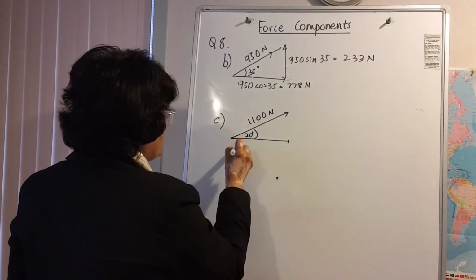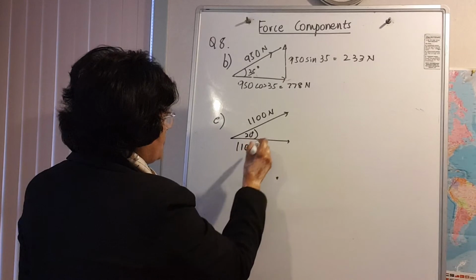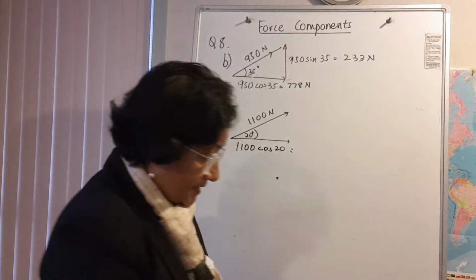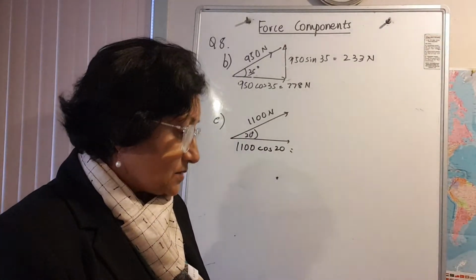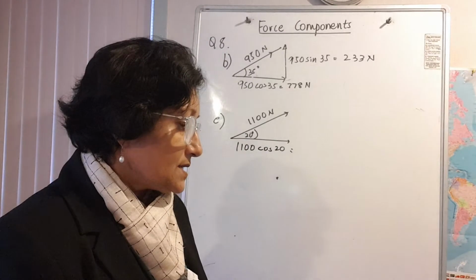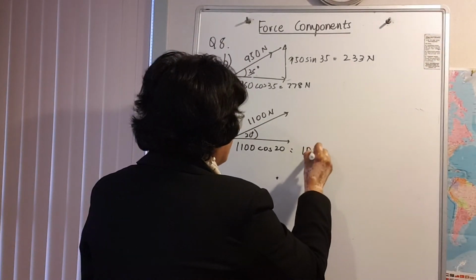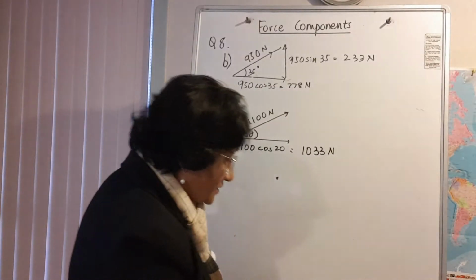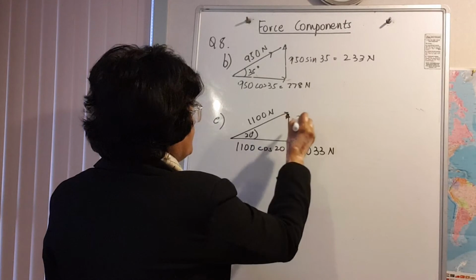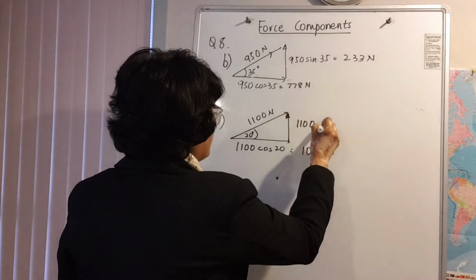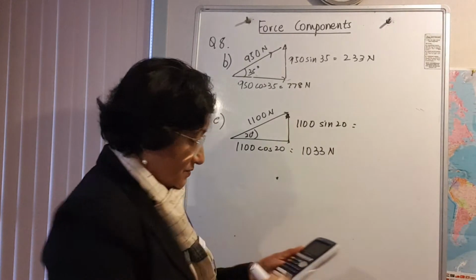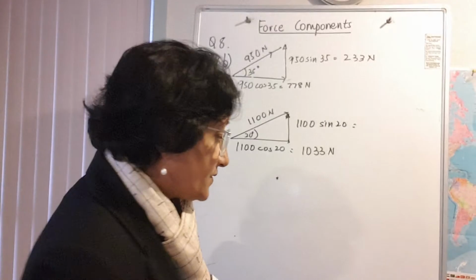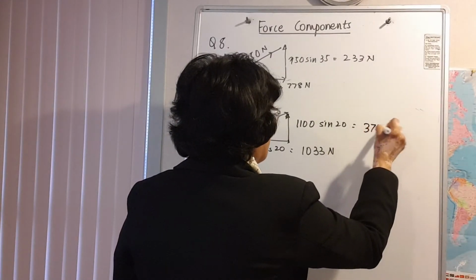So the horizontal force is 1100 cos 20. You put that in your calculator. You get 1100 cos 20 and you get 1033 newtons. That's the horizontal force. Calculate the size of the vertical force. Your vertical force is 1100 sine 20, so that's going to be less. 1100 sine 20, and I get 376 newtons.